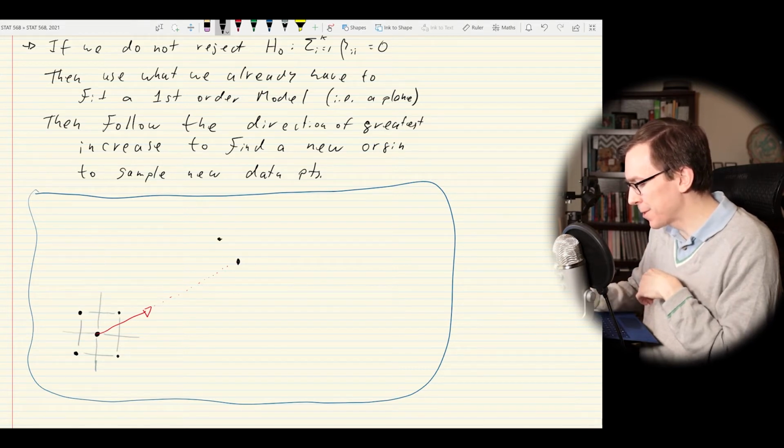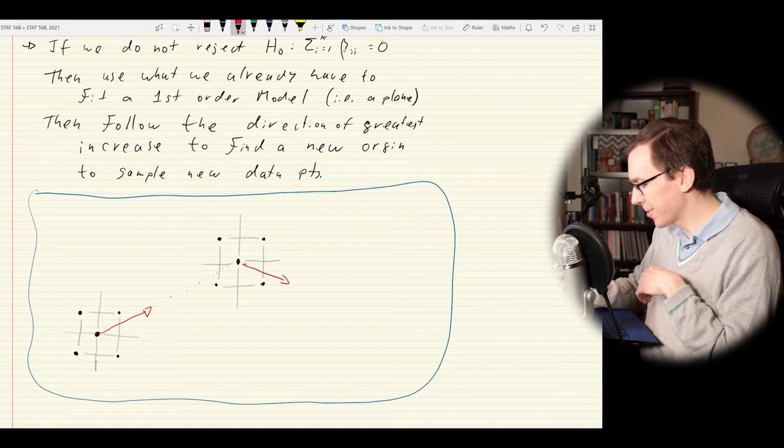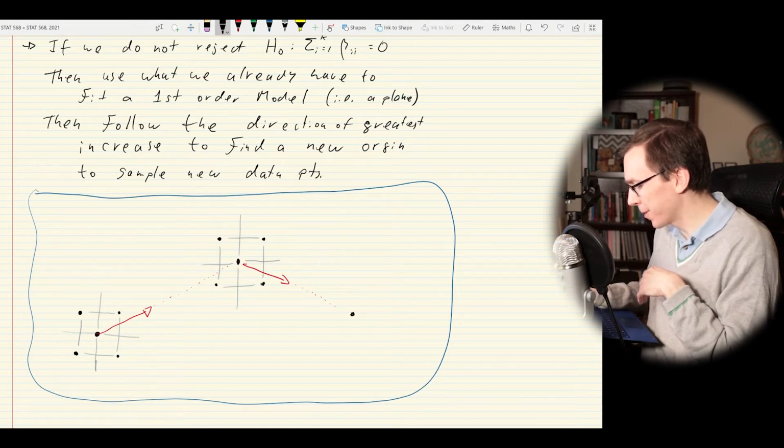But right, we would pick a new spot, and then we'd collect our new points, and maybe we do this a second time and we again don't find any presence of quadratic behavior. And this time it says, oh, you know what you should do? You should look in this direction. So we follow it down here somewhere, and we pick a reasonable starting point for a new origin. And then we collect our cube points.